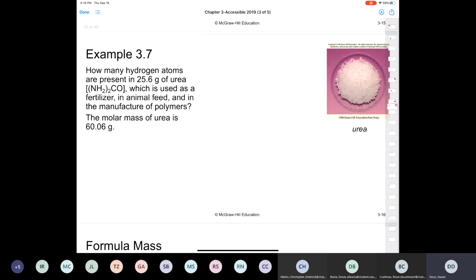It says here, how many hydrogen atoms are present in 25.6 grams of urea? What do you think? Should this be a big number or a small number when we determine the number of hydrogen atoms that are present in 25.6 grams? What do you think, big or small? If you're thinking big or small with respect to what? I mean it, big or small. Will this be a big number or a small number? Our final answer. Who could tell me?